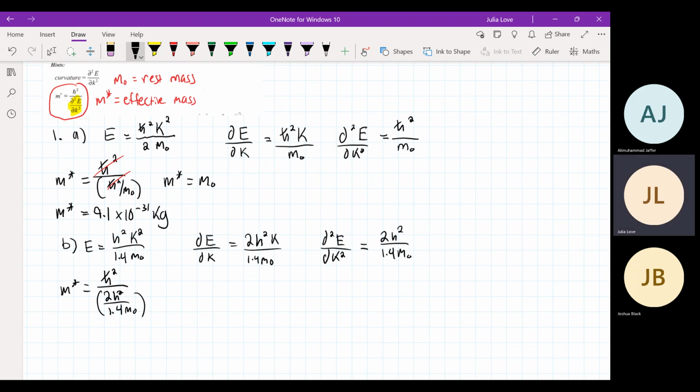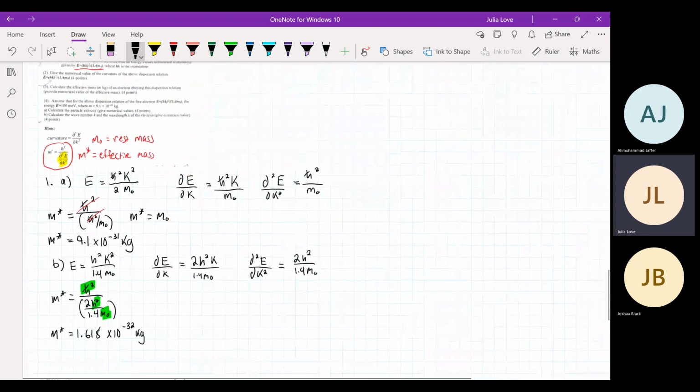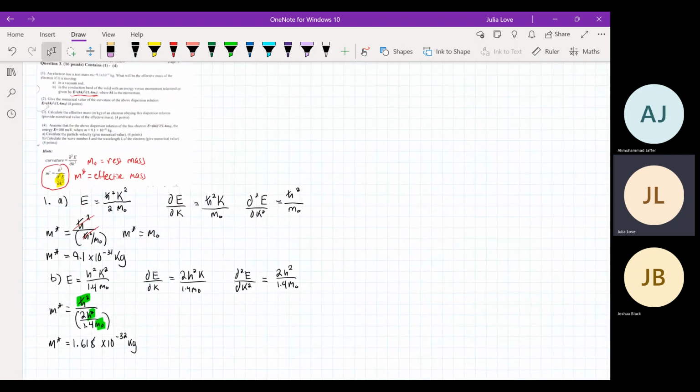And we don't have a cancellation like we did up top. So once we plug these values in, knowing that both of these are just constants, and your m0 was just defined as the 9.1, we get an effective mass here of 1.618 times 10 to the minus 32 kilograms. Okay, so that was just part 1 of question 3.